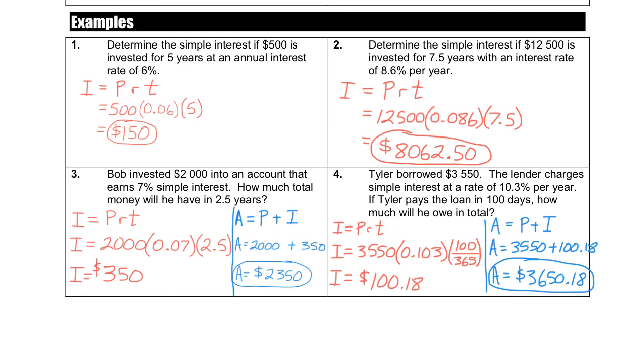I equals PRT. P is the principal. He borrowed $3,550. R is the interest rate, 10.3%. That's 0.103. And T is the time in years. Well, it's 100/365 of a year. 3,550 times 0.103 times 100 divided by 365 gets you $100.18 if you round properly. Add that to the principal and you get $3,650.18. That's how much he will owe in total.